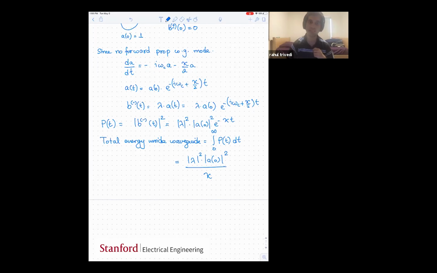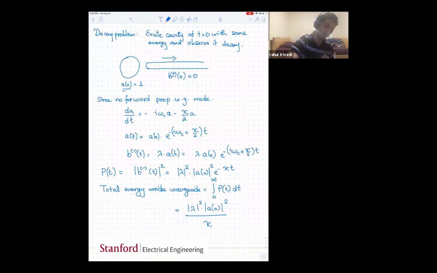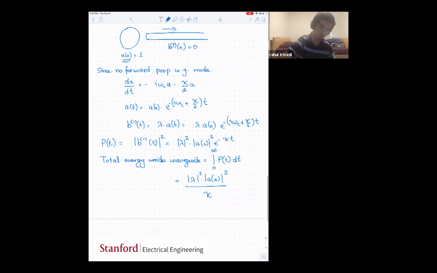Does this make sense? Right, so this is very simple algebra. So this is the total amount of energy that is being carried away by the waveguide. But if energy conservation is true, this should be equal to the total amount of energy that we started off in the cavity with, right? So we started off in the cavity with some amplitude a(0). So what was the energy in the cavity at t equal to 0? It was just equal to |a(0)|², right?